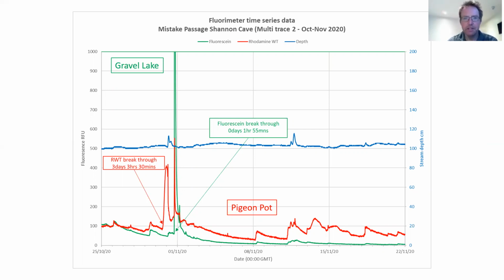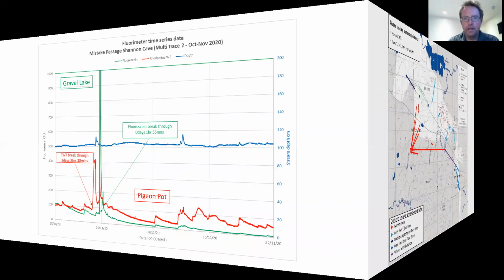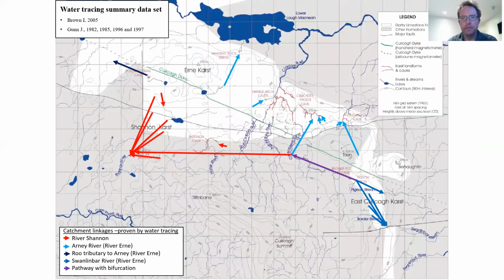In this particular case, which was a trace from Pigeon Pot to Shannon Cave, we had two very clear positive results. The rhodamine breaking through after 3 days, 3 hours and 30 minutes, and the fluorescein breaking through after 1 hour and 55 minutes. Now, we use the data from the fluorometers to show where we have positive traces from sink to resurgence.